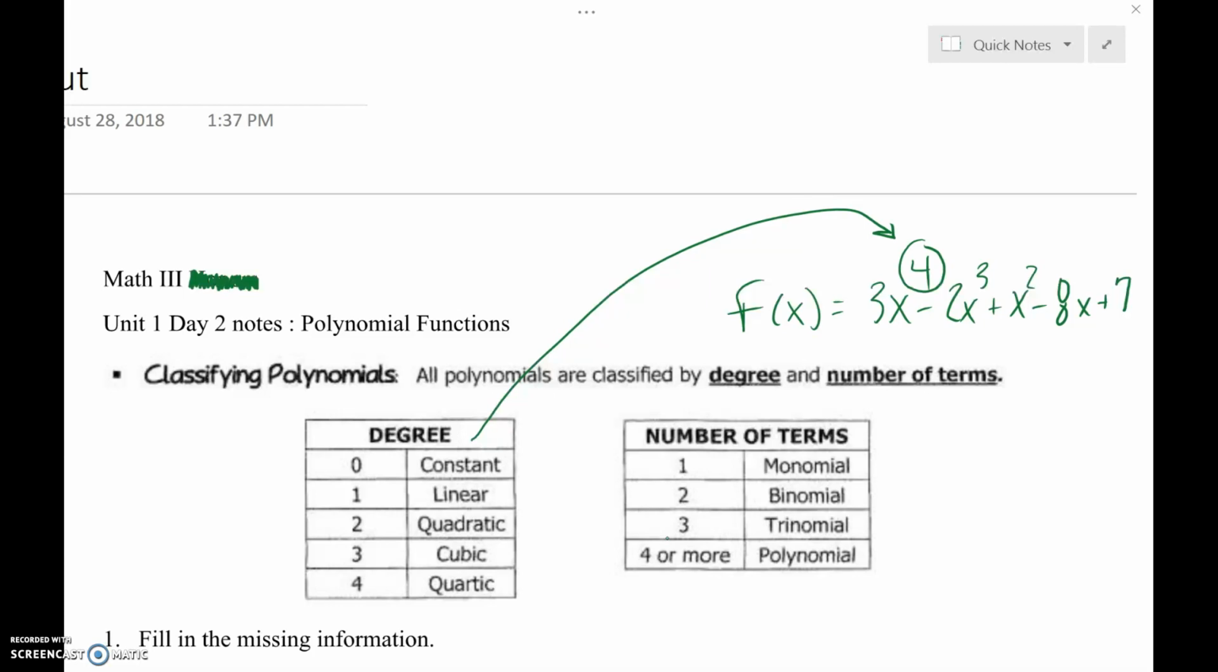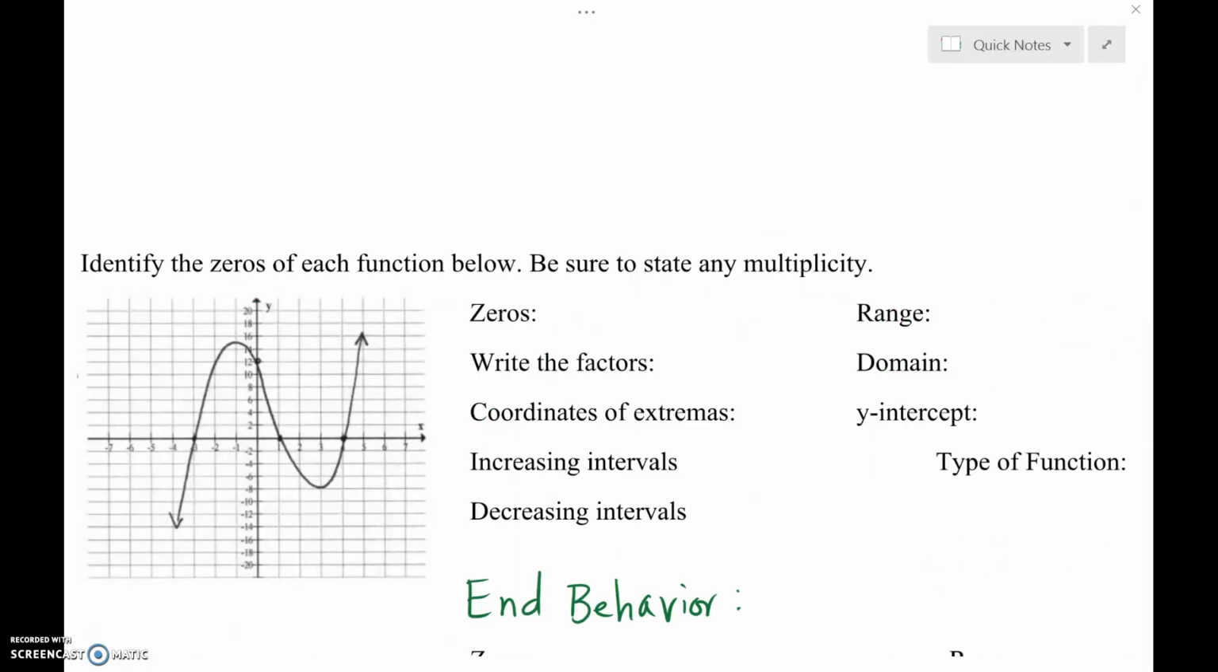All right, the number of terms are separated here by those plus and minus signs that we talked about. So here, 1, 2, 3, 4, 5 different terms. So this would be a polynomial of 5 terms, or another way would be a 5-term polynomial. I want to model how to analyze one of these polynomial functions.